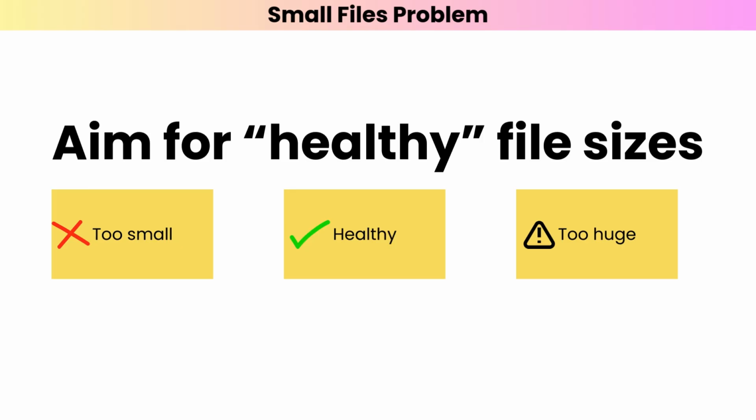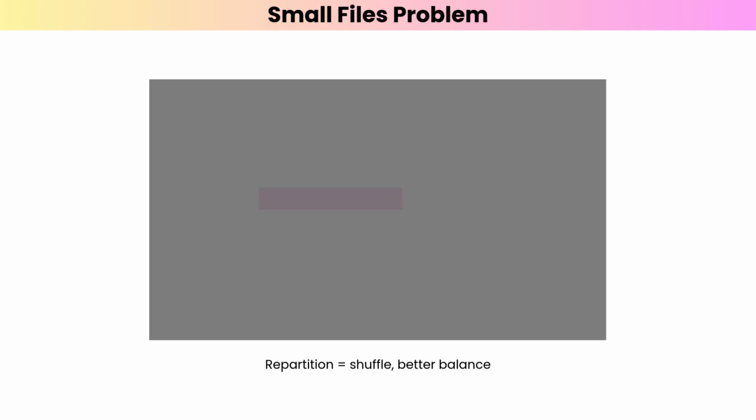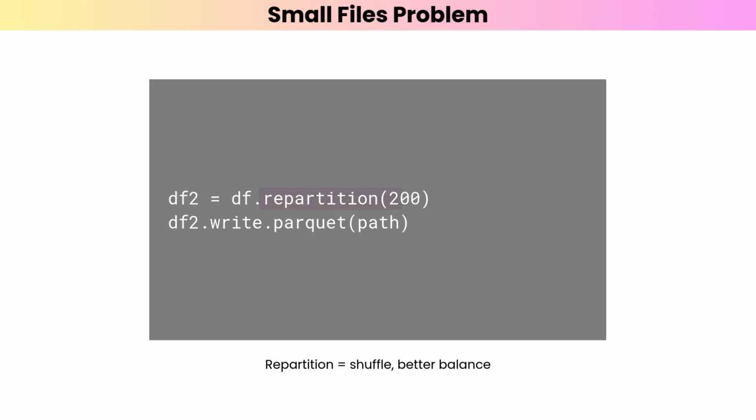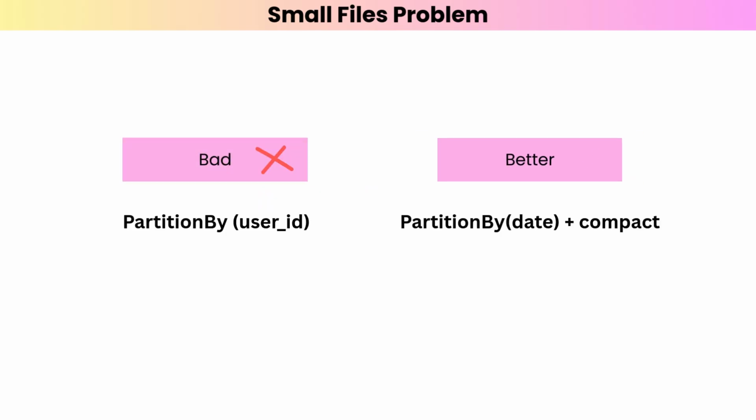How do we do that? Here are clean patterns. The first one, using coalesce. If you currently have too many partitions, use coalesce to reduce partitions without a full shuffle. And the second one is repartition. If you need balance across the cluster, use repartition for a full shuffle and better distribution. And number 3 is to limit records per file, like while writing, specify the number of partitions. And then the last one, using partitionBy.